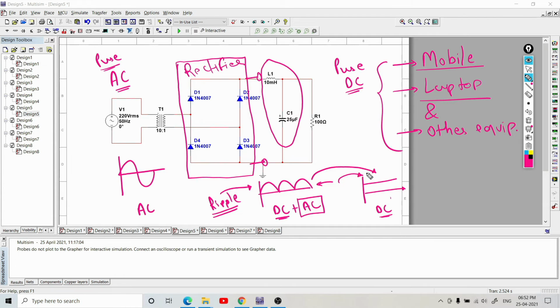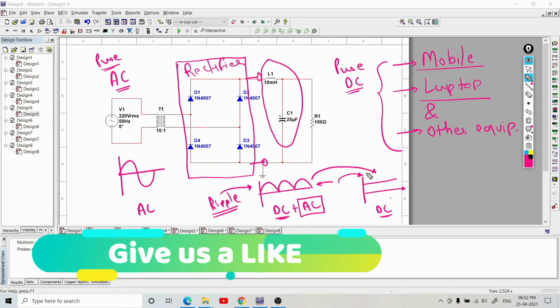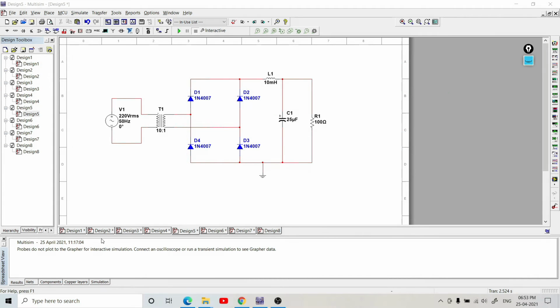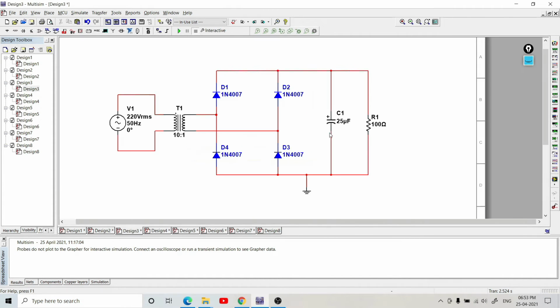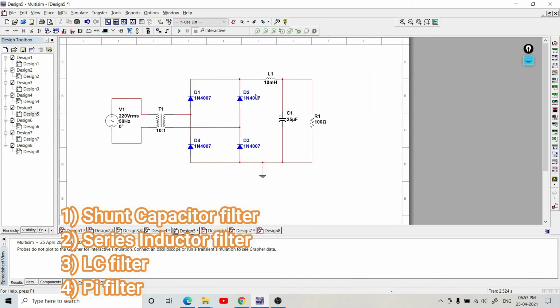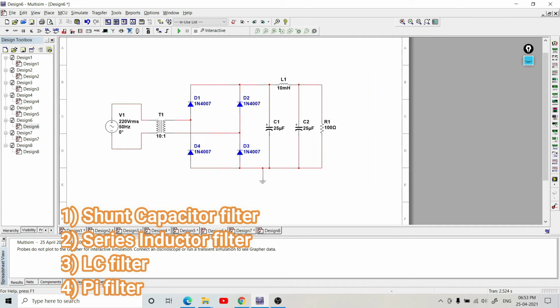Now let me tell you one more thing. We are heading towards the end of this video, but there is still something important and useful for you. The next video in this series is an explanation of each filter with simulation, right? I am going to simulate each of these filters. There are basically four types of filters: the first is the capacitor filter, then the inductor filter, then the LC filter, and then the pi filter.